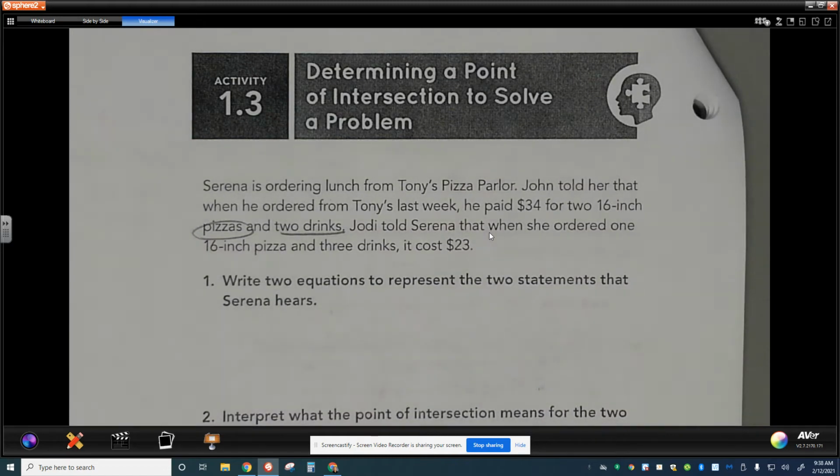All right, today we're going to be working on determining a point of intersection to solve a problem. Serena's ordering lunch from Tony's Pizza Parlor. John told her that he ordered a couple pizzas and a couple of drinks and spent $34. Jody told her that she ordered one pizza and three drinks. It cost $23. What's the very first thing we need to do whenever we see a word problem?